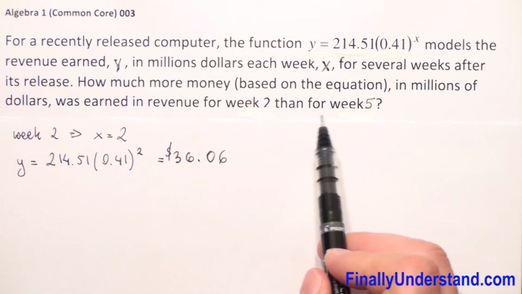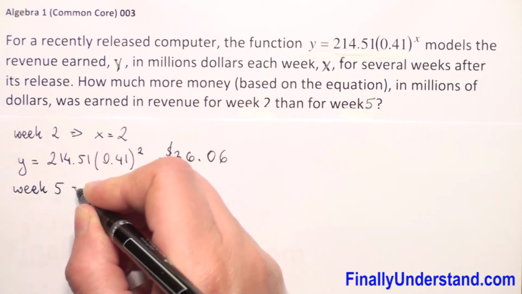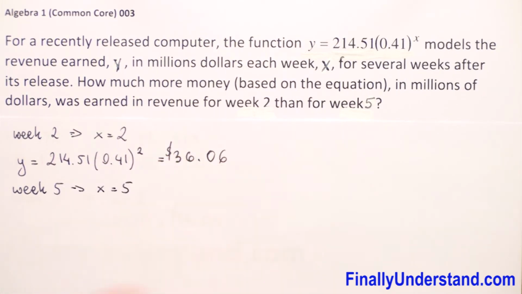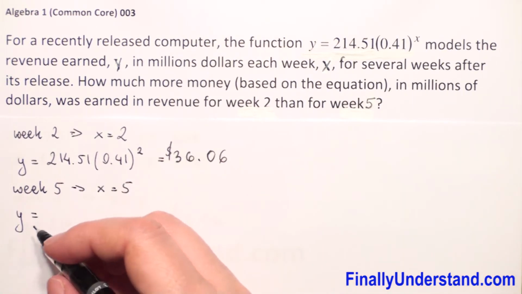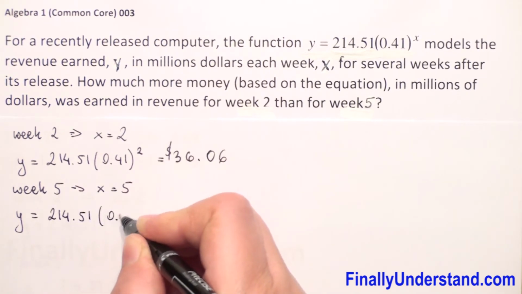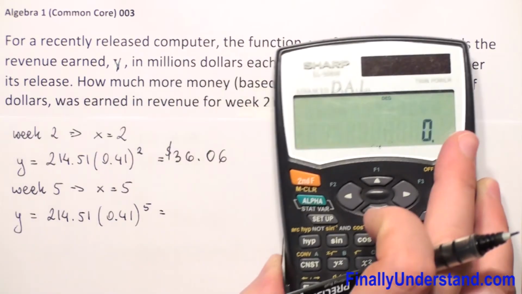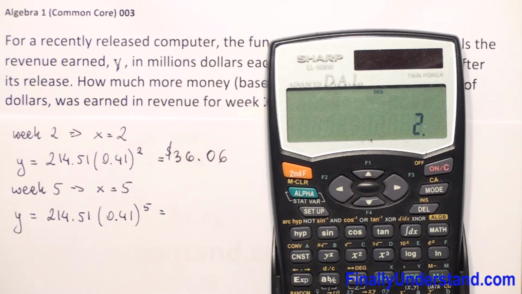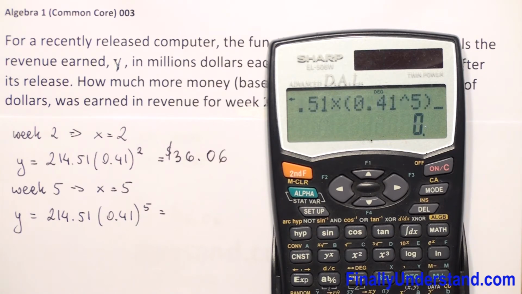Next, we need to find the revenue for the 5th week. So x is equal to 5. And now we will use again the same formula. We substitute x by 5 now. We will use the calculator. So we have 214.51 times 0.41 to the power 5.